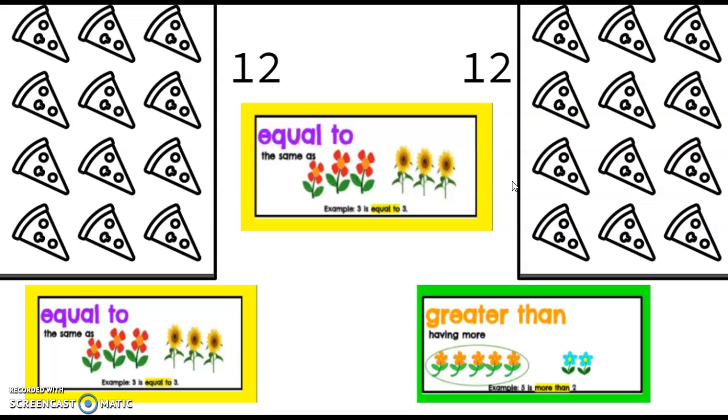And sometimes you might come across pictures where maybe this could have been 12 slices of pizza and this could have been 12 tacos, and it still will be equal to because the numbers are the same. They have the same amount, okay? So don't let that confuse you because you might get that.